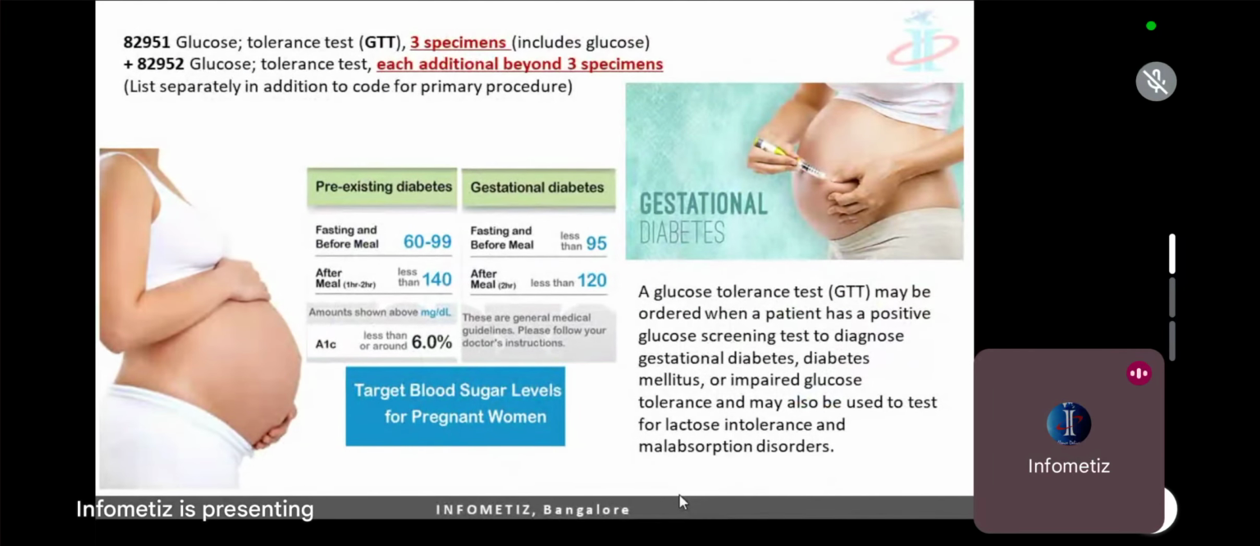Okay, now come to one very interesting code, 82951.